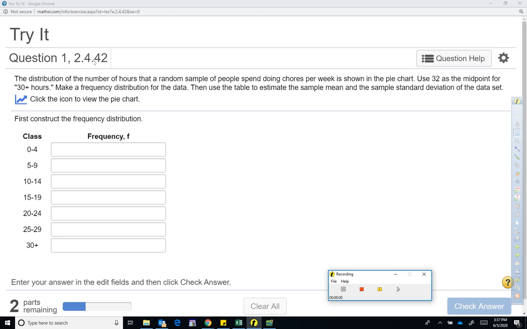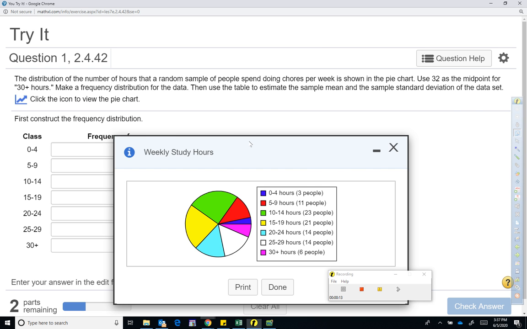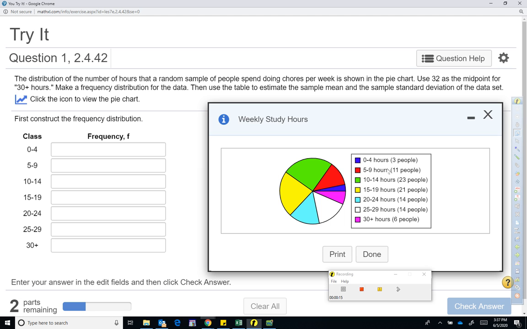Problem 42, section 2.4 from the textbook. The distribution of the number of hours that a random sample of people spend doing course work per week is shown in the pie chart. So let me see the chalkboard. This is the pie chart, sorry.